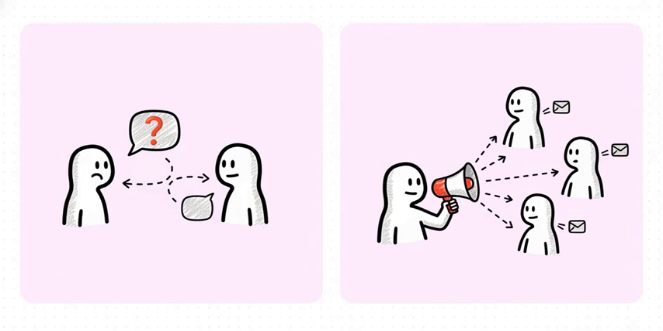And that simple idea leads us to the two fundamental ways of talking in NATS. First, you have services. This is your classic one-to-one conversation. You ask a question, you get one answer back. Simple. Then you have streams, which is more like a public broadcast. One service makes an announcement, and anyone who's tuned into that channel can hear it. That's it. It really is that straightforward.